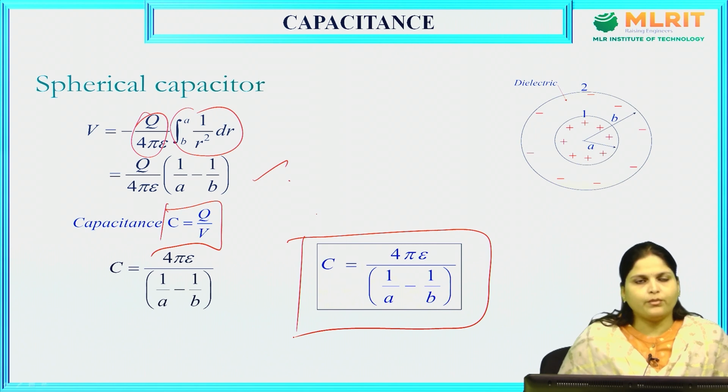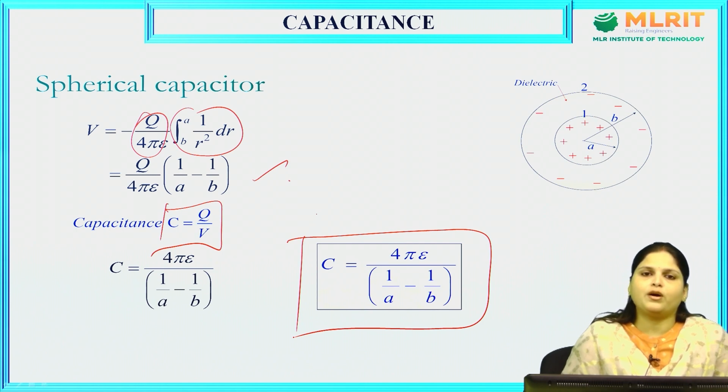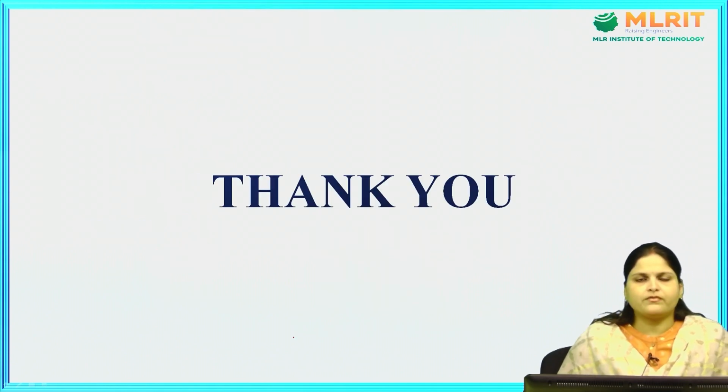So here we discussed capacitor in general form, then parallel plate capacitor, then coaxial capacitor, and third spherical capacitor. Few more special cases can be considered like two-wire line. They can also be solved by following similar methods. So this was about capacitors.